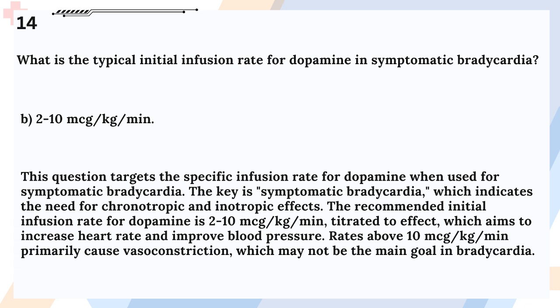Answer B. 2 to 10 mcg/kg/min. This question targets the specific infusion rate for dopamine when used for symptomatic bradycardia. The key is symptomatic bradycardia, which indicates the need for chronotropic and inotropic effects. The recommended initial infusion rate for dopamine is 2 to 10 mcg/kg/min, titrated to effect, which aims to increase heart rate and improve blood pressure. Rates above 10 micrograms per kilogram per minute primarily cause vasoconstriction, which may not be the main goal in bradycardia.